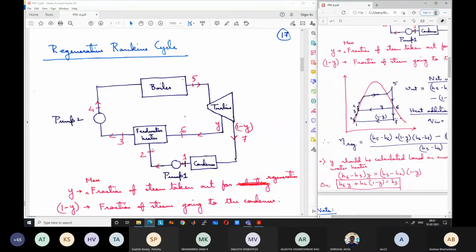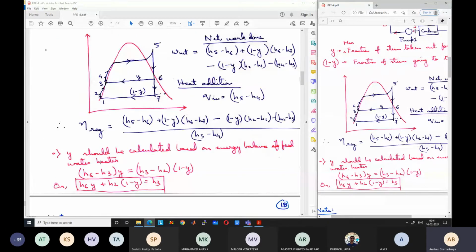Okay. So, as I have already stated, Y should be calculated based on the energy balance of the feed water heater: (H6 minus H3) into Y is equal to (H3 minus H2) into (1 minus Y). Another way of looking at it is that energy remains conserved.